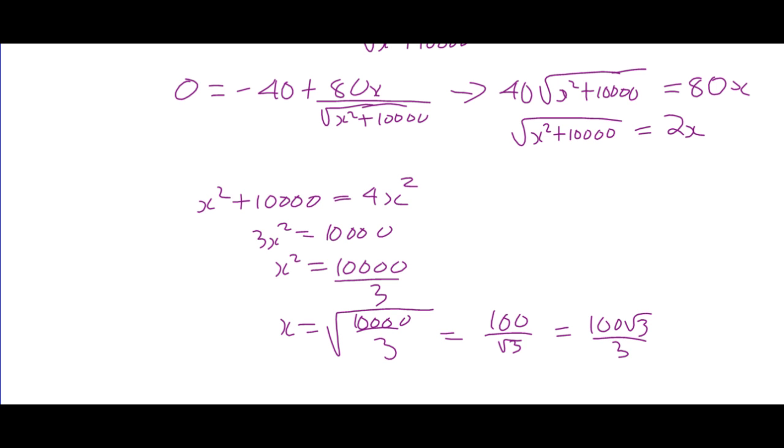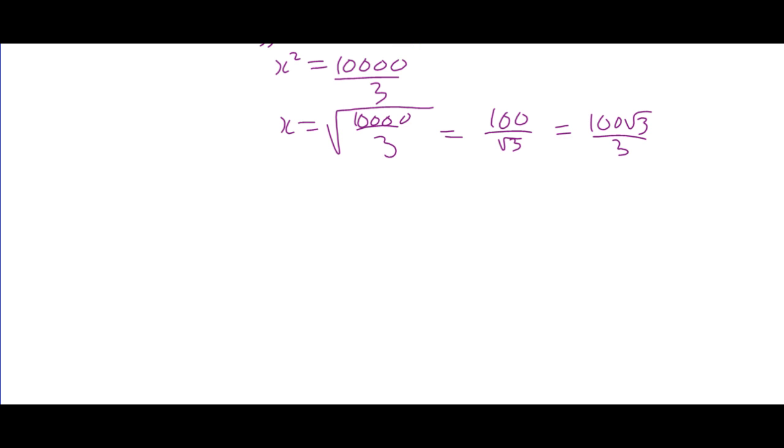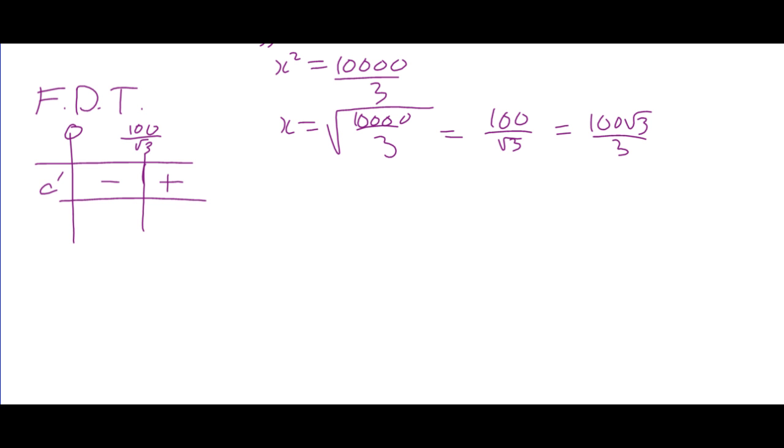Now what we should do is test all of the values, right? So I think we can do the first derivative test on this. The first derivative test is going to, so we got 0, we got 100 over root 3, and we've got beyond, and C prime will be negative here, positive here, so we have a local min.